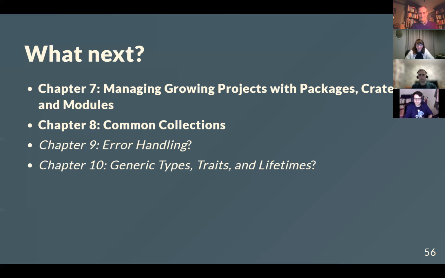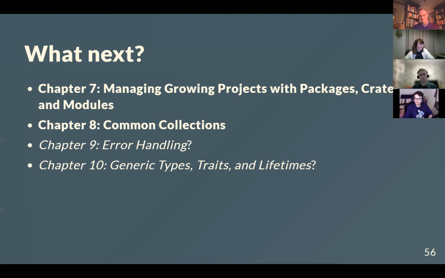Okay, it seems like 2 weeks is still a winner. So let's then do the next one. The next chapters are managing growing projects with packages, crates, and modules, which is a decent size, and it's quite different to the other ones. It's more to do with the project structure, but it's still a very important one. Common collections covers more information about strings as well as things like maps. Again, super useful. All the chapters are useful.